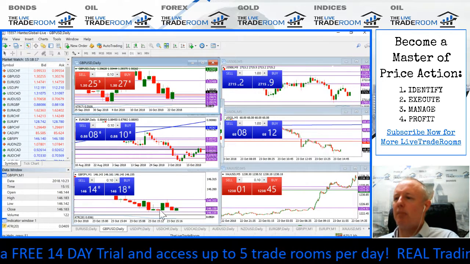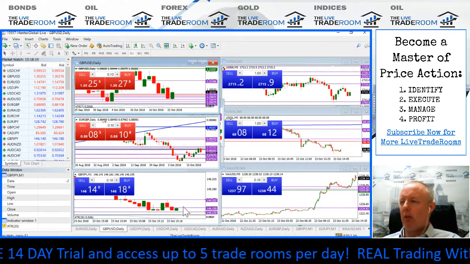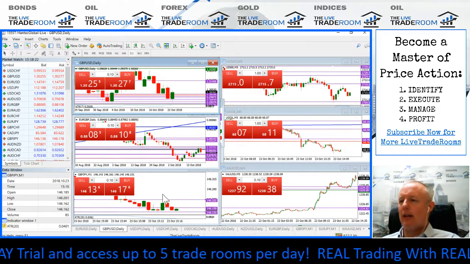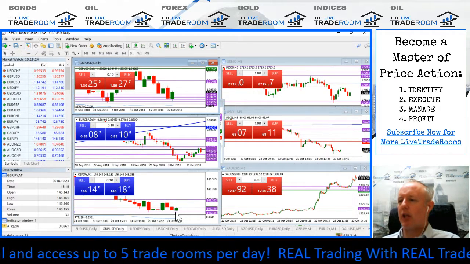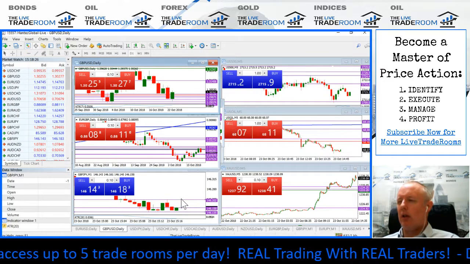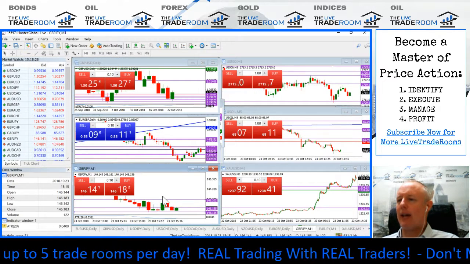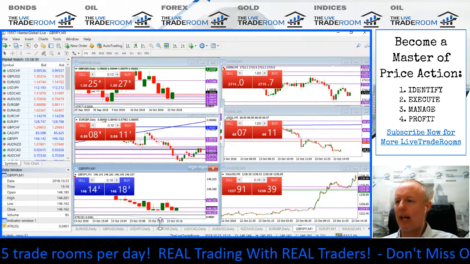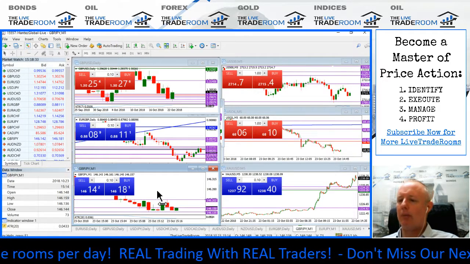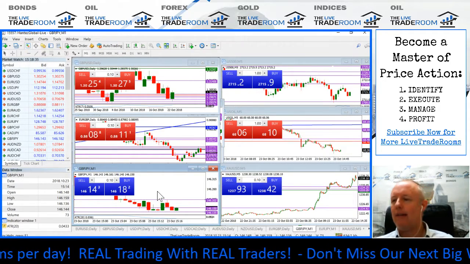So we do want a bit of support coming in at this level, the 146.13, and see if we just get that little structural failure back to the upside now. Above 146.20 gives us that good opportunity to perhaps get in with a really small, probably a 10 pip stop loss on that trade.